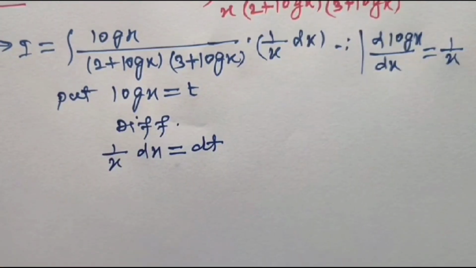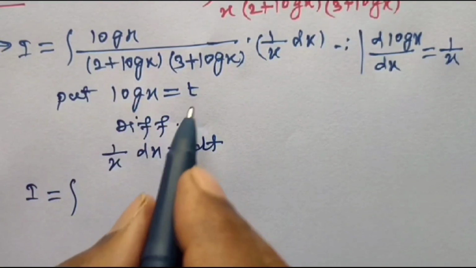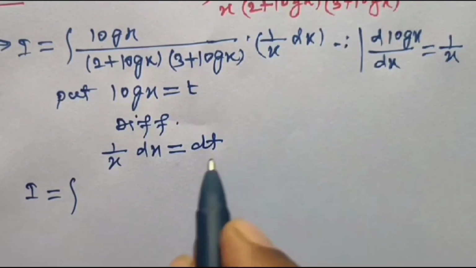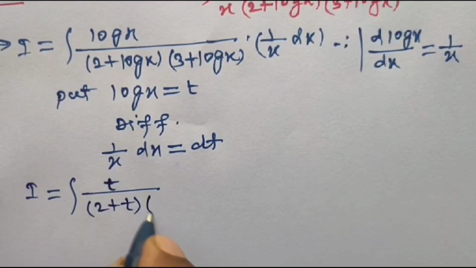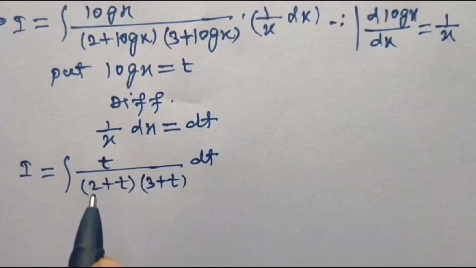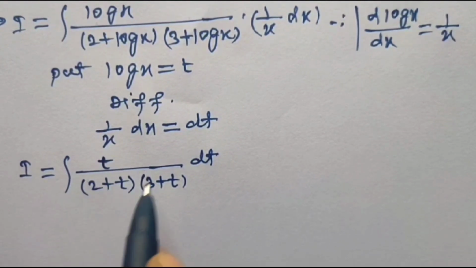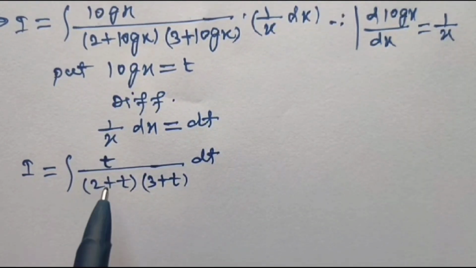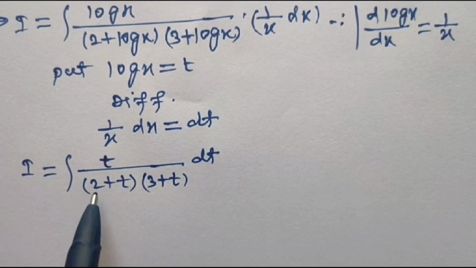So the integral becomes I is equal to, replacing log x by t and 1 upon x dx by dt, the integral of t upon 2 plus t into bracket 3 plus t dt. Now we have to apply the partial fraction method to get the partial fractions of this integral. Okay, before that we can make an adjustment of terms in the numerator. Add and subtract 2, because here in the denominator 2 plus t is there, to cancel this or this.